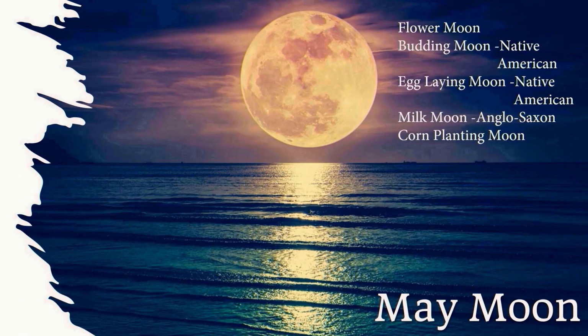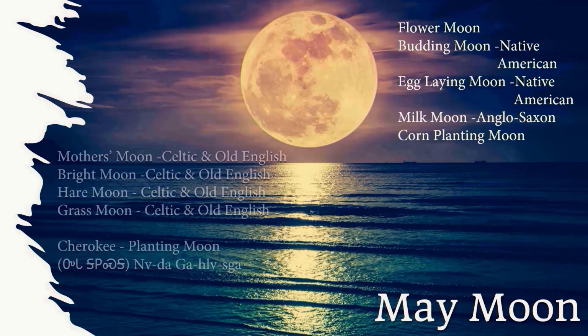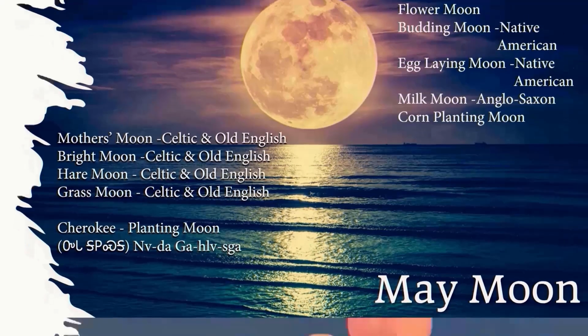But in some parts, May moon was considered the flower moon, since there were more and more flowers coming. You also had budding moon, egg-laying moon, milk moon, corn planting moon. But in the Celtic and the Old English ways of reckoning the full moon in this period, it was the mother's moon, the bright moon. Hold on to that thought. Hare moon, grass moon. Cherokees simply called it the planting moon.